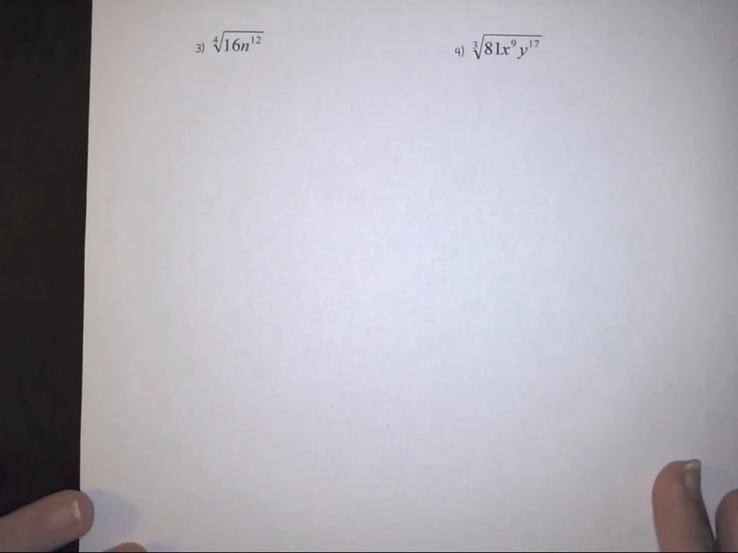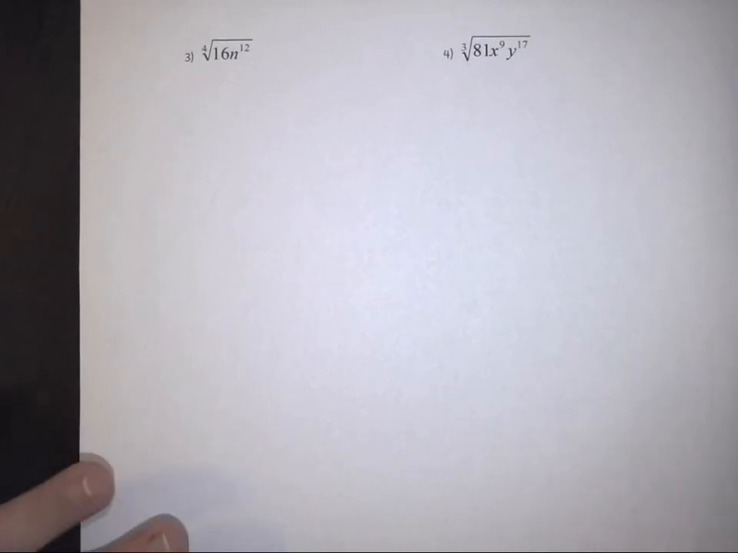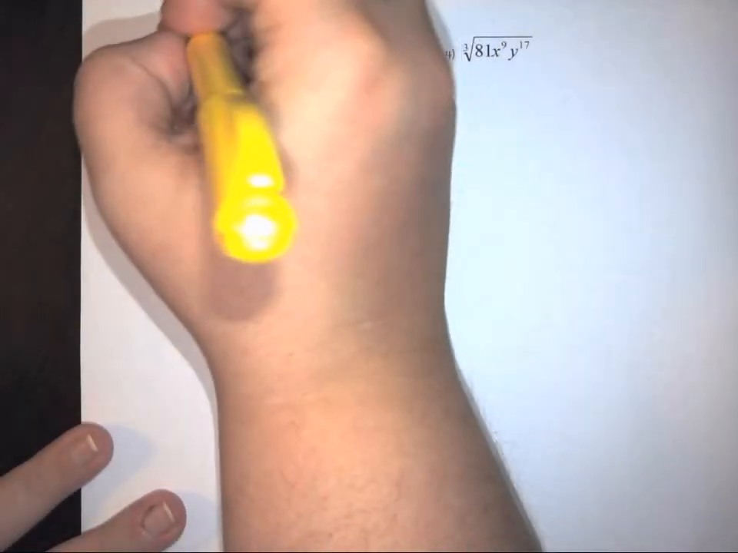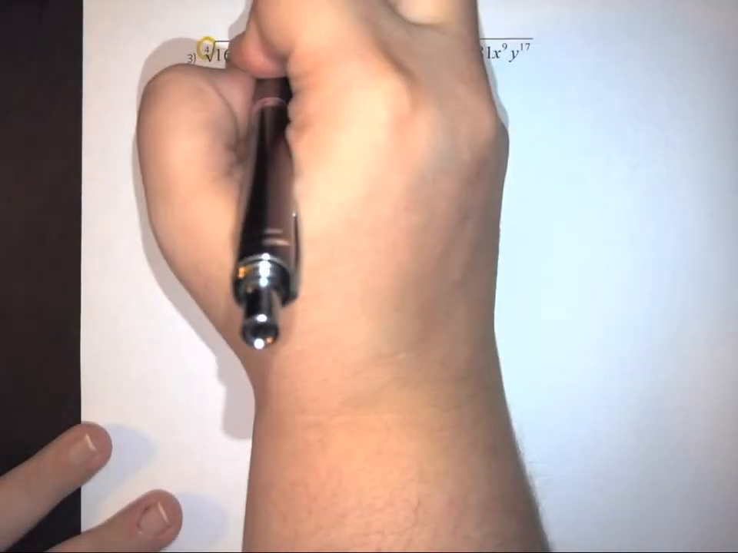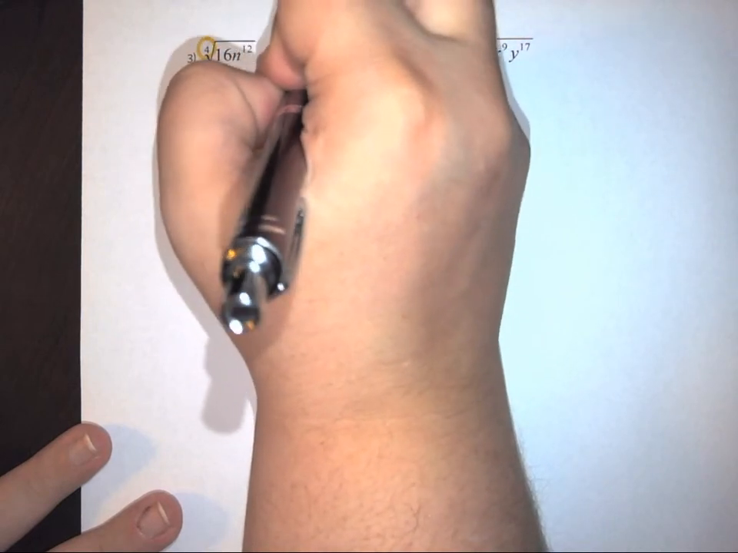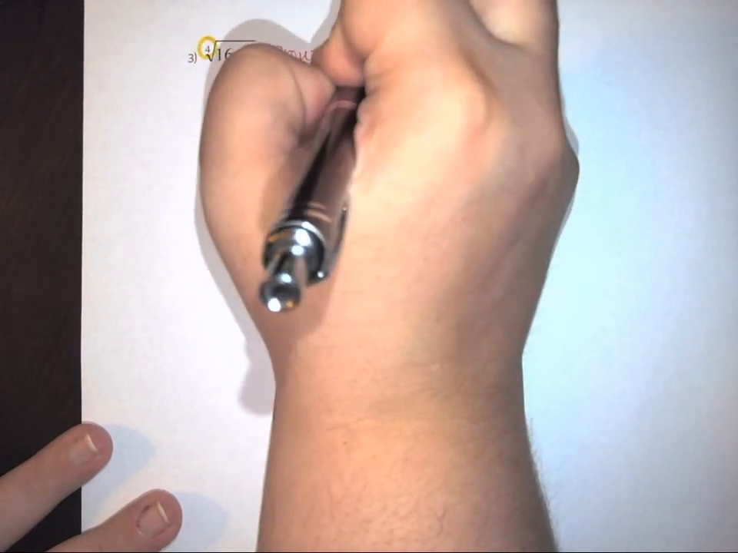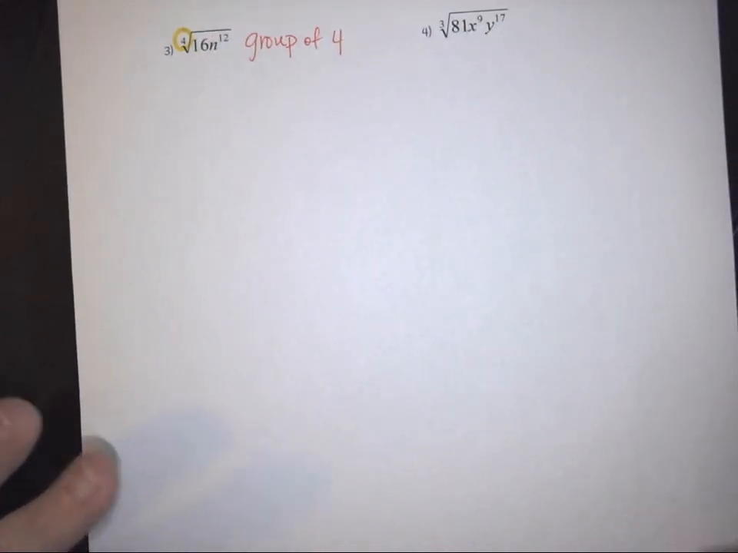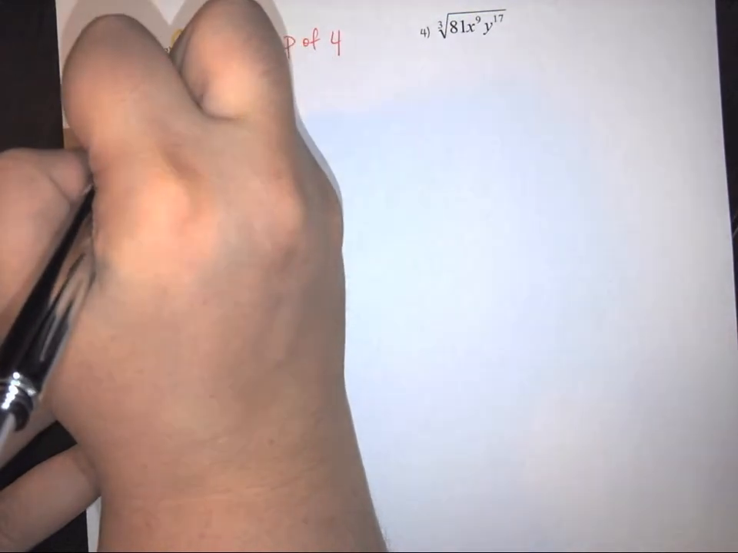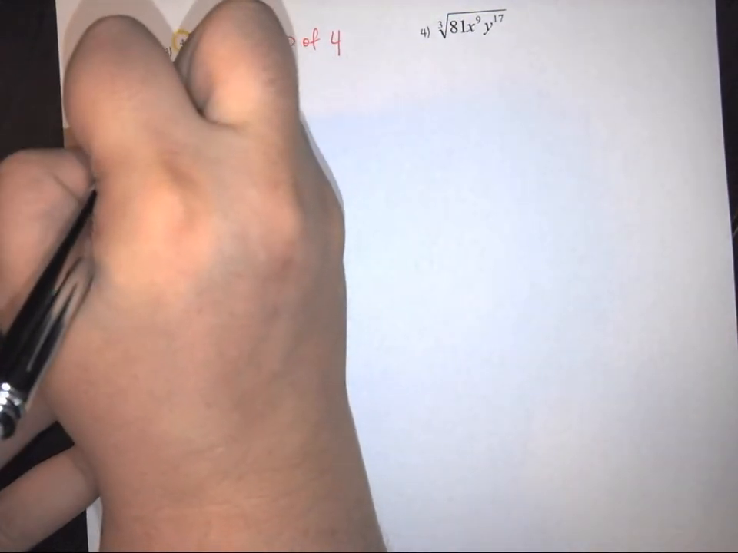So let's just look at a couple more real quick, and what I want you to notice about these is that this first one here has an index, and this index is 4. So an index of 4 says that this time I am looking for groups of 4 identical members. So again, I'm going to attack it the same way. I am going to break down my radical into the number and the variable.